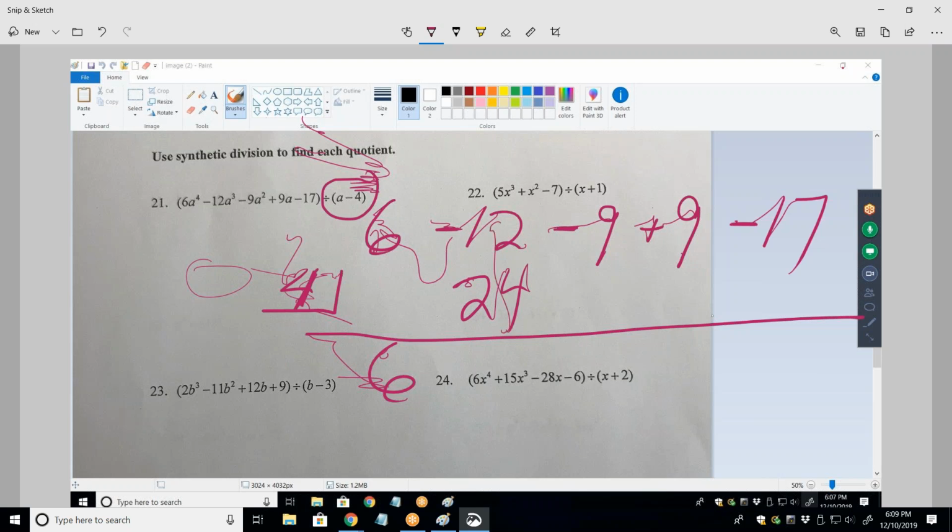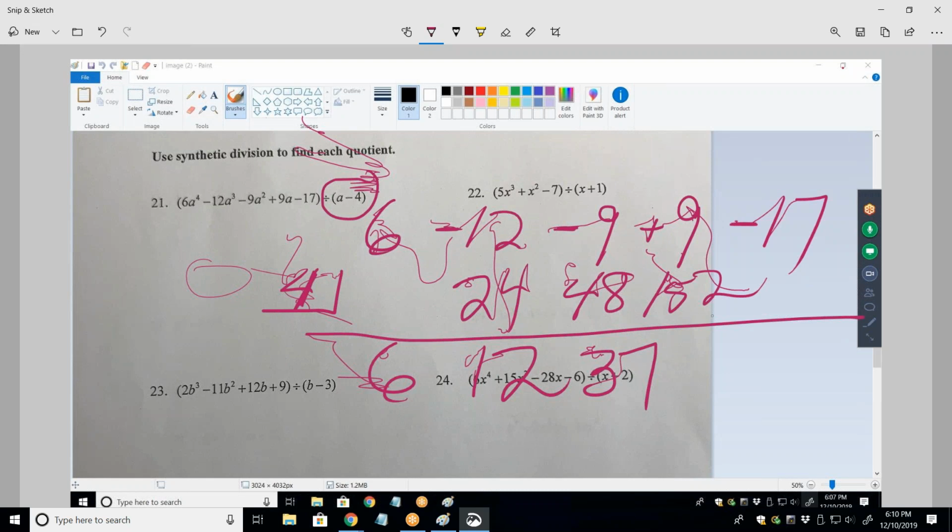Then I add. Tell me if you lose me at any step of the way here. Then I multiply. Then I add. Then I multiply, and that's the exact way that synthetic division goes. Bring down the first number, then you multiply, then you add, then you multiply, then you add, then you multiply, then you add. So this number is 152. I add that to 9, that's 161.